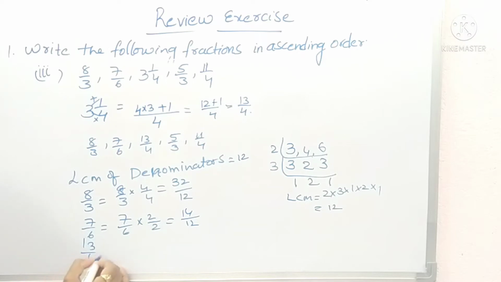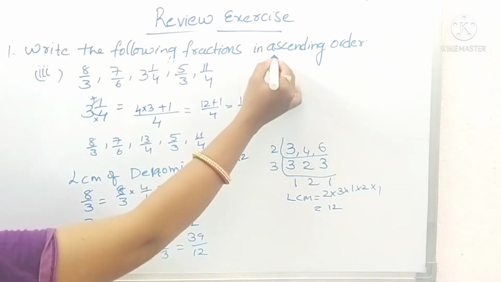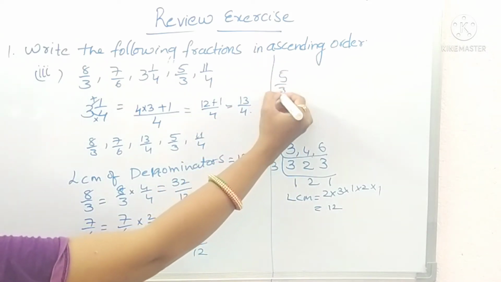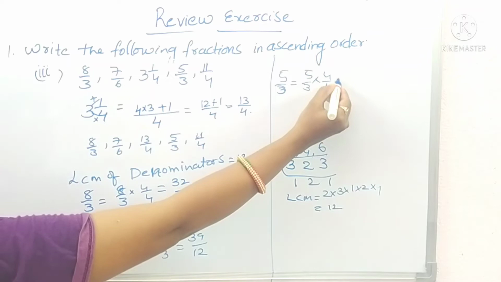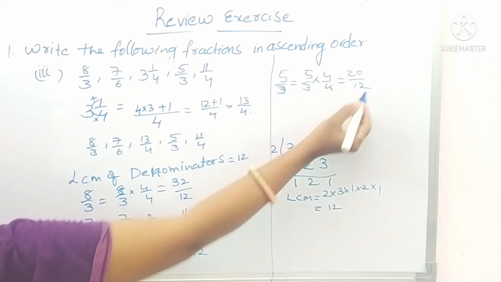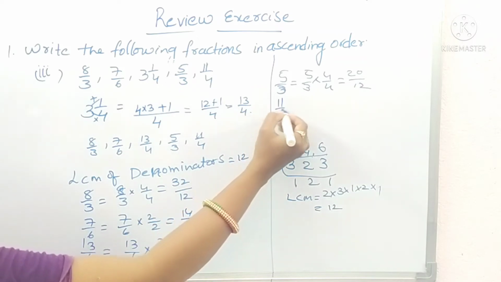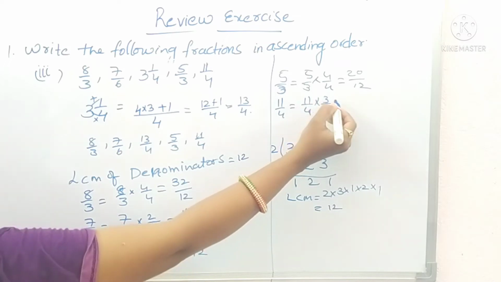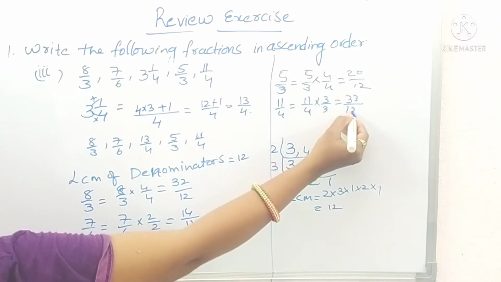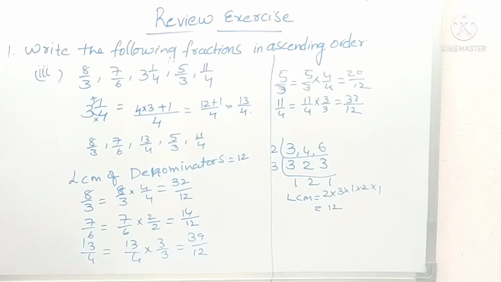Next 13 by 4. 4 threes are 12. So we have to multiply with 3 by 3. 13 threes are 39 by 12. Next 5 by 3. 3 fours are 12, right? So 5 by 3 into 4 by 4. 5 fours are 20, 3 fours are 12. Okay. Next our last one, 11 by 4. 4 threes are 12, right? So we multiply with 3 by 3. 11 threes are 33. 4 threes are 12. Okay. Now 8 by 3 became 32 by 12.